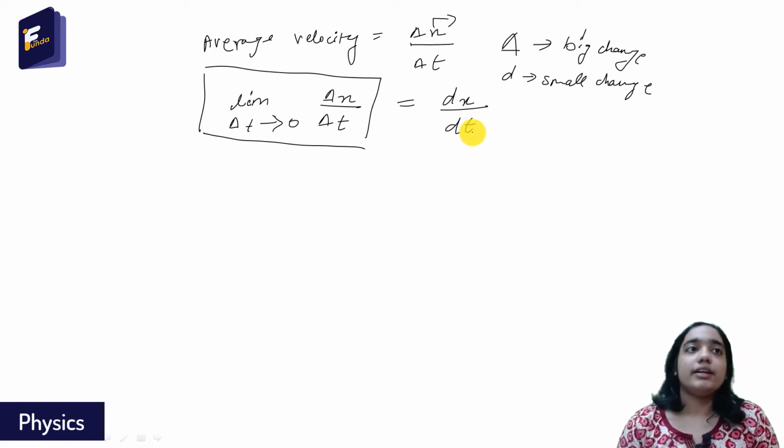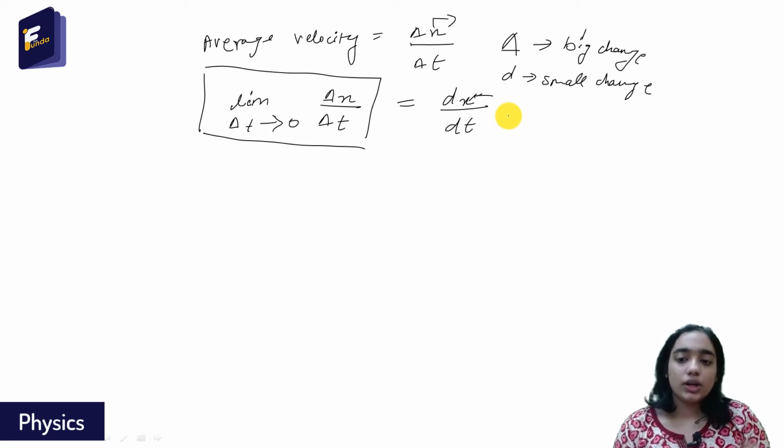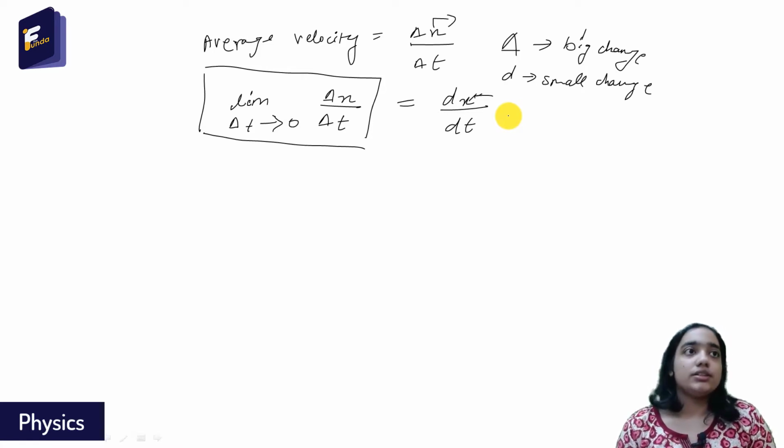So by finding the value of dx by dt, we can find what is the velocity at that instant of time. So dx means small change in x and dt means small change in t, time. Okay, so this is the whole concept of calculus. This is basically calculus.